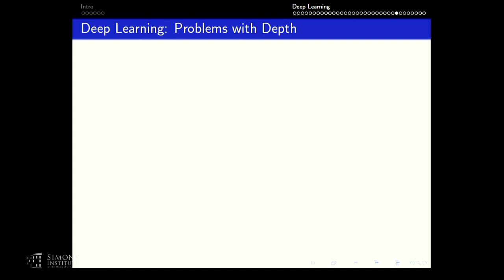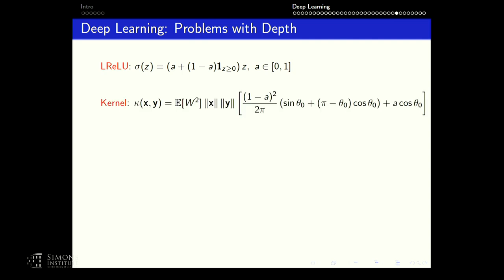Okay, so now let's look at the actual problem. This is the leaky ReLU, if you will. It's a generalization of ReLU. And I just plug in the thing that we got for the leaky ReLU, the generalized universal arc-cosine kernel for that. That relates the angle at the input to the angle at the first layer, but there's no reason why you have to stop at the first layer. You can keep on going.